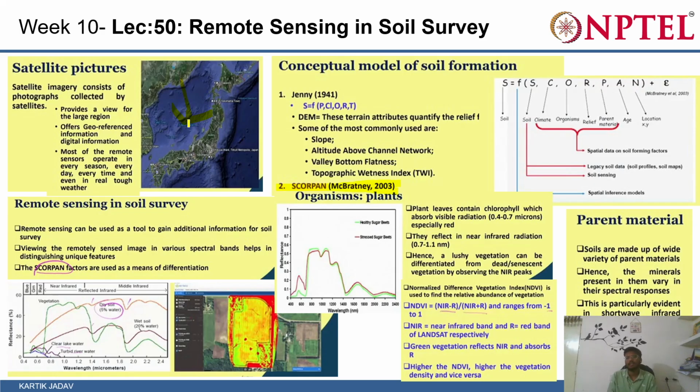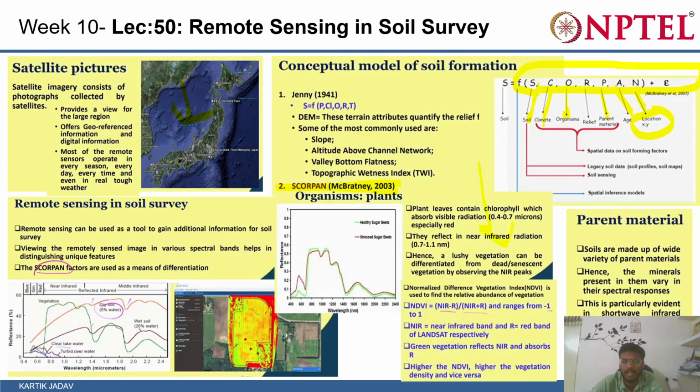If I specifically talk about the SCORPAN model, in SCORPAN, S means soil, C means climate, O means organisms, R means relief, P means parent material, A means age, and N means location or coordinates. All of this we use to map the soil survey or identify the soil formation.